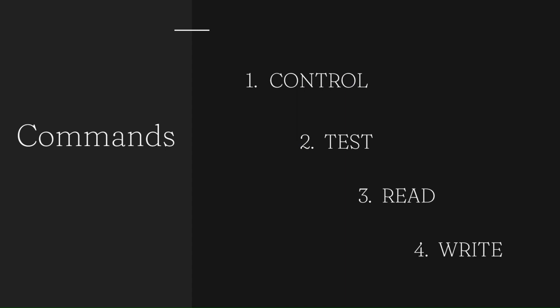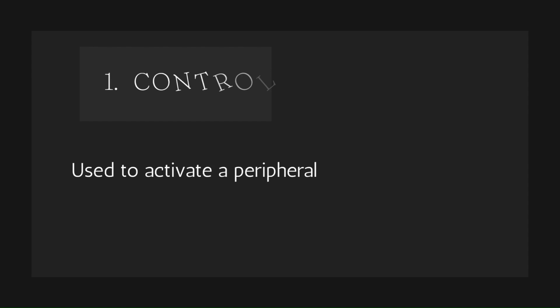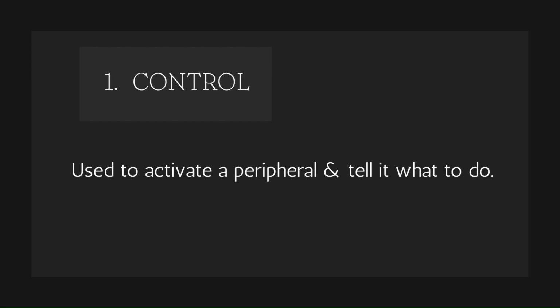Let's take a brief look at these commands. The control command is used to activate a peripheral and tell it what to do. For example, a magnetic tape unit may be instructed to rewind or to move forward one record. These commands are tailored to the particular type of peripheral device.